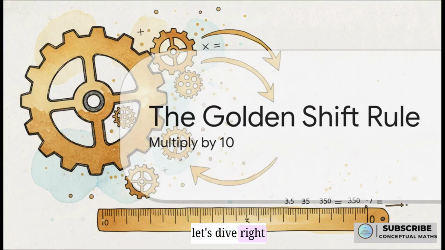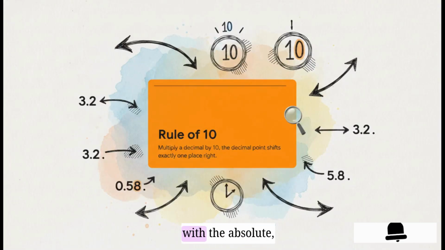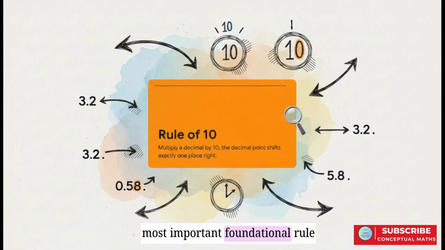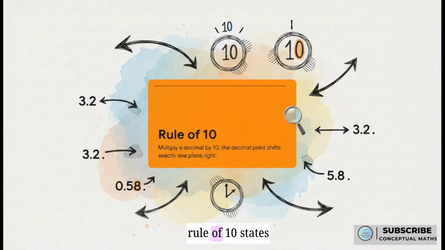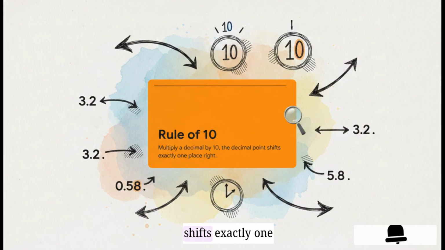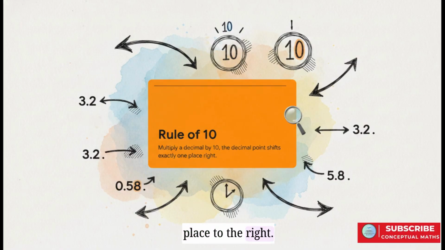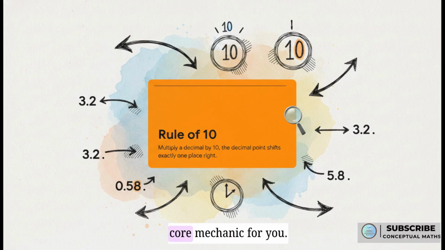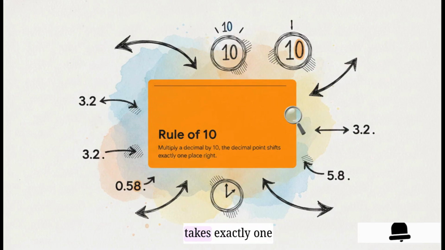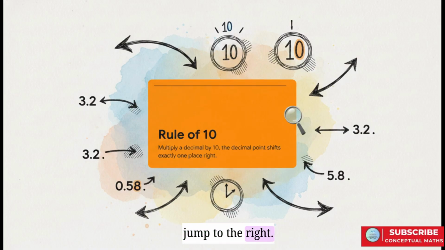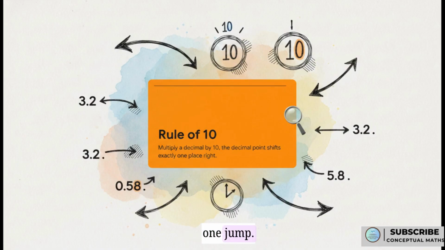Okay, let's dive right into Section 1, the golden shift rule. We are starting with the absolute most important foundational rule of the day. The rule of 10 states that when you multiply a decimal by 10, the decimal point shifts exactly one place to the right. I really want to emphasize this core mechanic for you. Because the number 10 has 1 0, that decimal takes exactly one jump to the right. It's just 1 0, one jump.